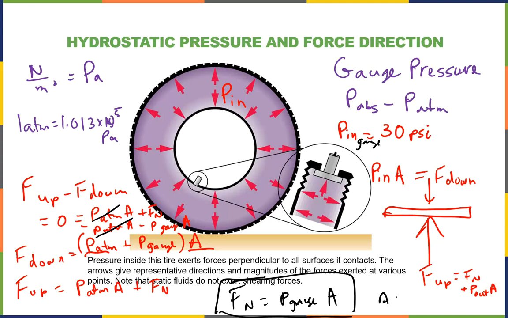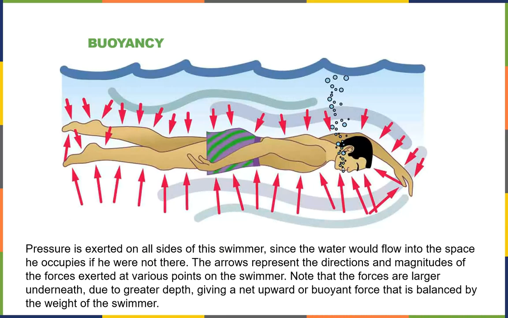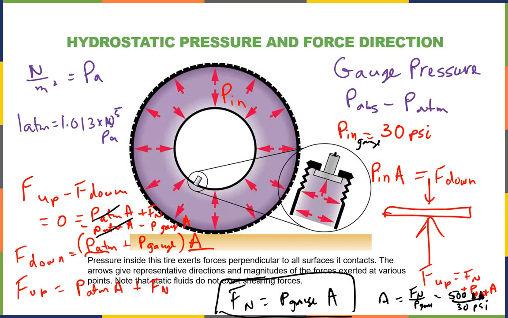then I would have area equal to the normal force over the gauge pressure, which equals 500 pounds over 30 pounds per square inch. So 500 divided by 30, 50 divided by 3, is 16.6 repeating. So you need 16.7 square inches of contact area for that tire to support it. If you lowered the air pressure inside, what would that do to the contact area necessary?